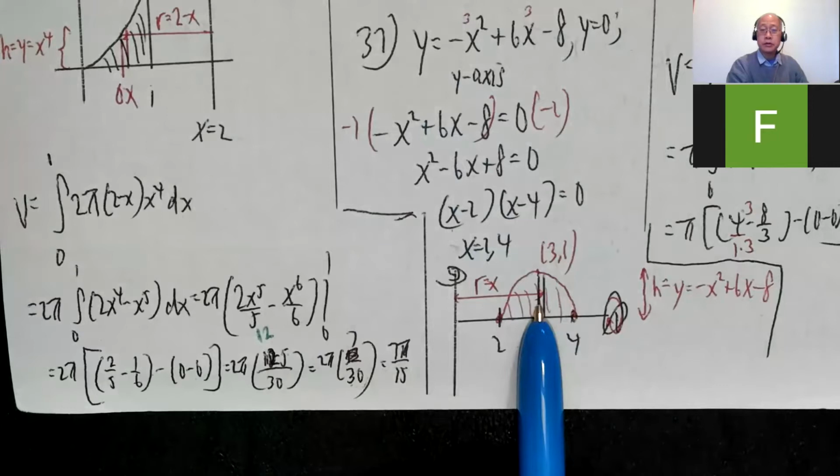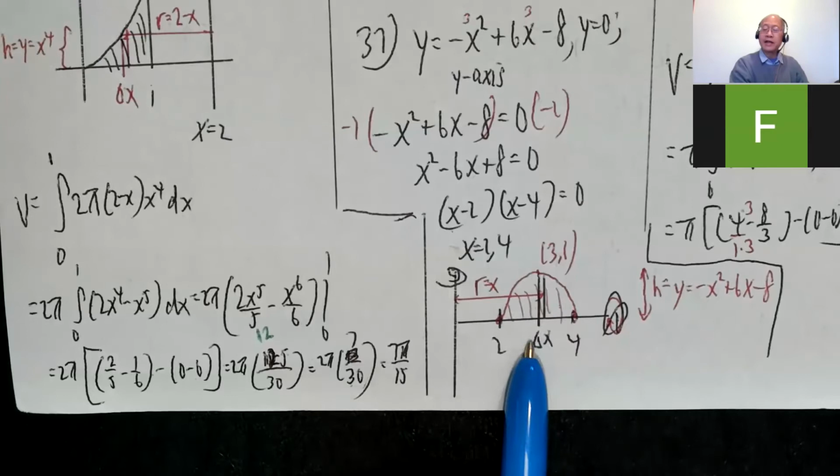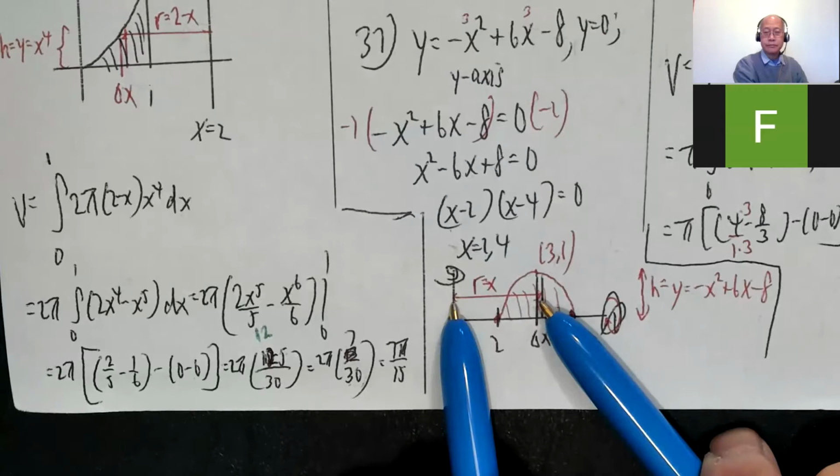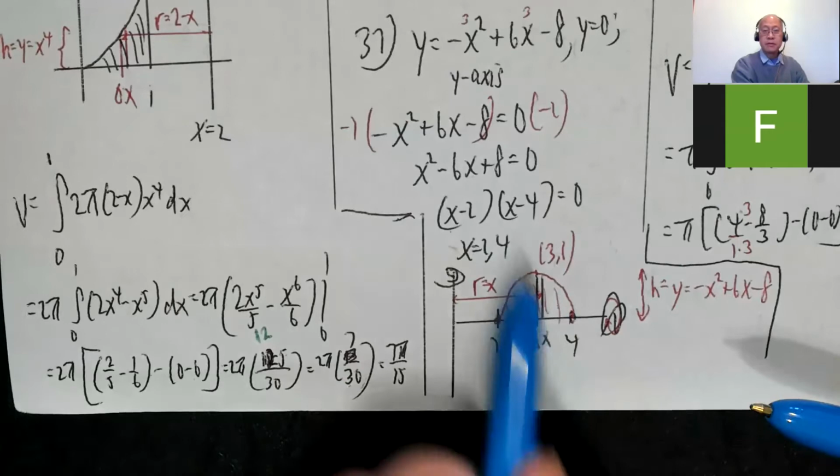So I'm gonna do shells. Circumference times height times thickness. You're not integrating the thickness usually because you have delta x here. Delta x just becomes dx. So I need the radius from here to here. That's just x. The height is just y. And what is y? All this stuff.